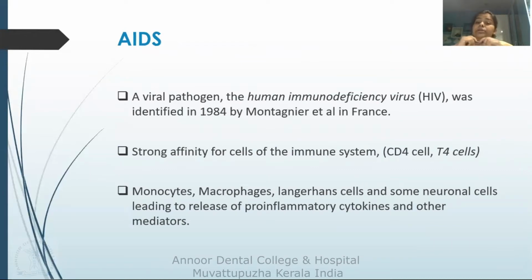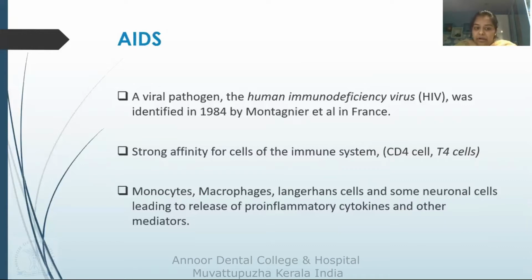Now, which viral pathogen is involved in AIDS? It is the human immunodeficiency virus, or HIV. This was identified in 1984 by Montagnier et al. in France. And what is the pathogenesis here? The human immunodeficiency virus has a strong affinity for cells of the immune system, which are your CD4 cells, T lymphocytes, monocytes, macrophages, Langerhans cells, and some neuronal cells.